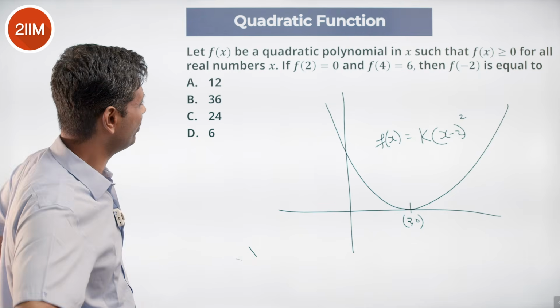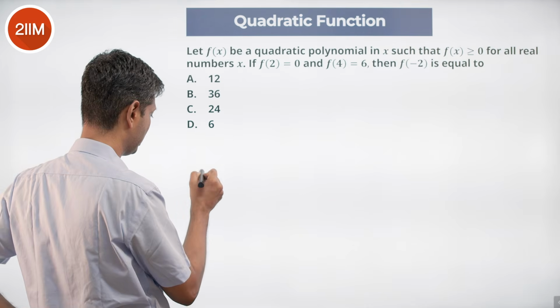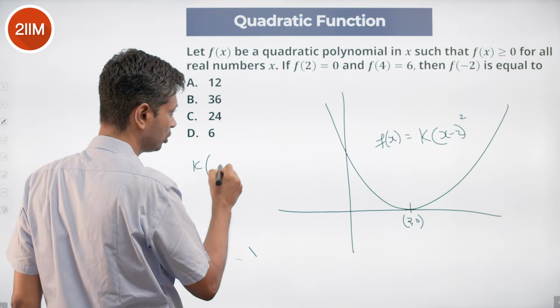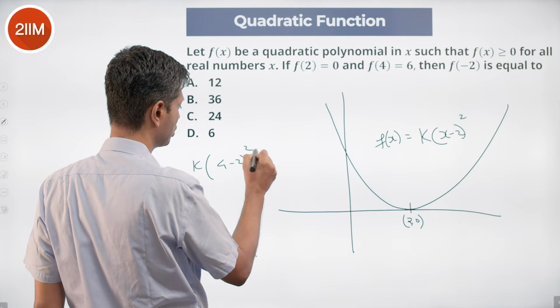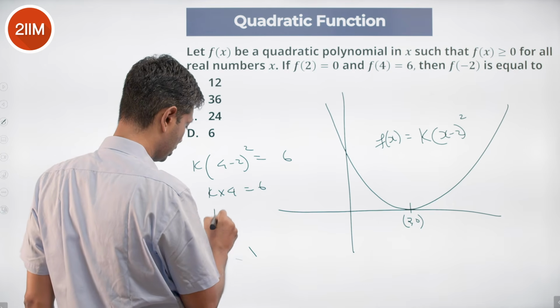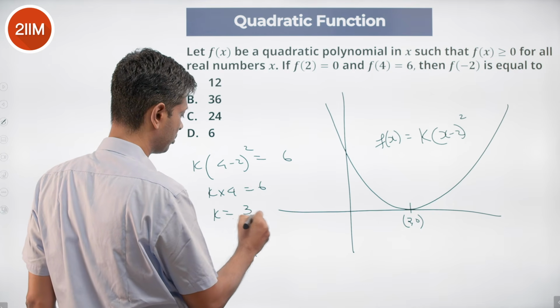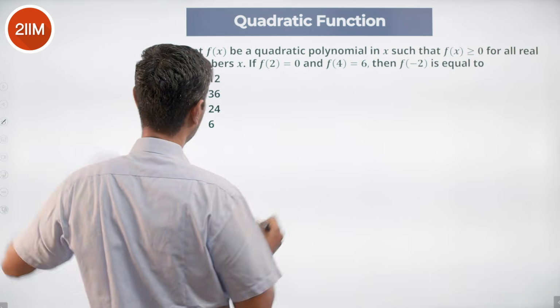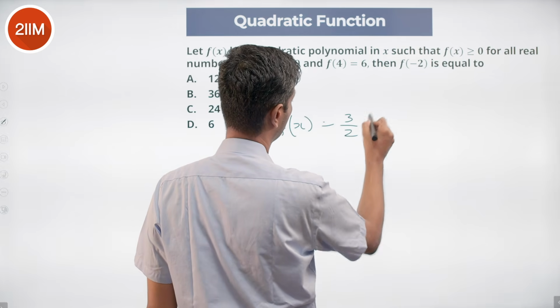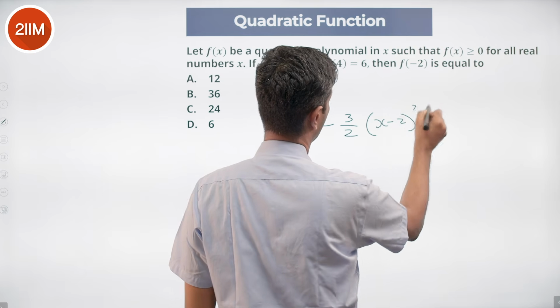Nice. f of 4 is 6. So k times (4 minus 2) whole square is 6. k times 4 is 6. k is 6 by 4, which is 3 by 2. So our curve f of x is 3 by 2 times (x minus 2) whole square.